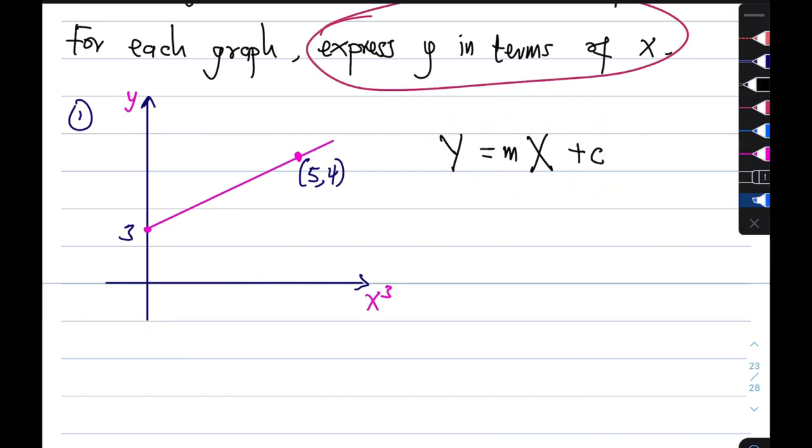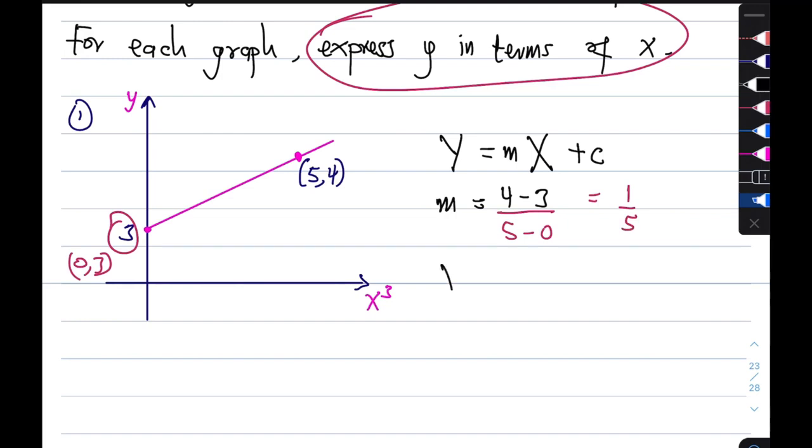All right, if it is linear, then it has a gradient in this form as m, okay? So how do we find the gradient? Well, we have 2 points here, so we can say m, or the gradient, will be 4 minus 3, because the point over here is actually 0, 3. So you have 2 points, one here, one there, to find the gradient. So 4 minus 3 over 5 minus 0. That will give you 1 over 5. Okay, so you found the gradient.